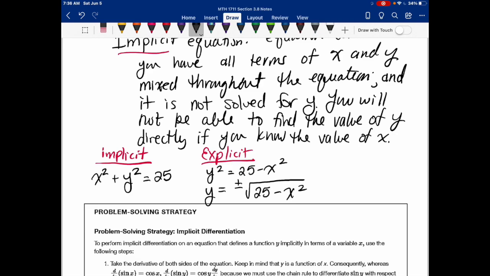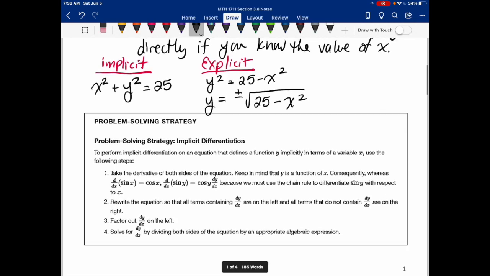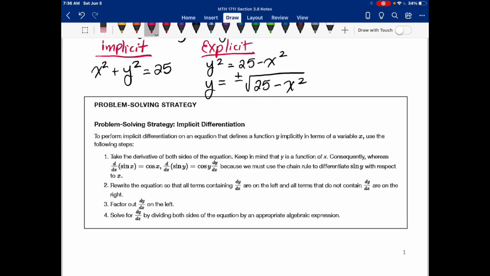When you have an implicit equation, a lot of times it's difficult to solve for y before you take the derivative. So that's why we have this strategy for taking the derivative called implicit differentiation. And so here are the steps that you want to take when the equation is set up implicitly. The first step is you want to take the derivative of both sides of the equation, and you want to keep in mind that y is a function of x. It's not solved for y, but y is some kind of function of x. And so therefore, it's considered like an inner function. So when you take the derivative, you want to use the chain rule.